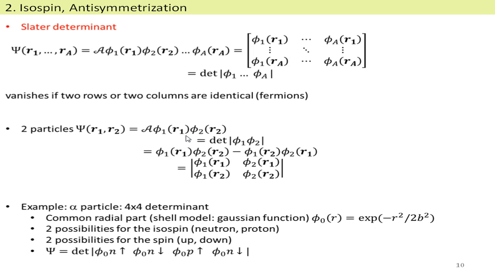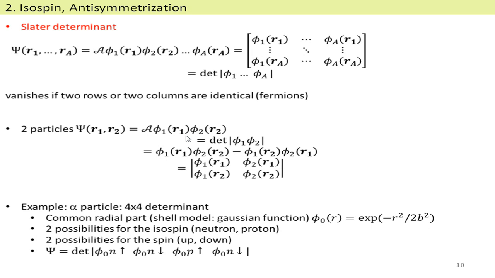So let me again consider a simple case, which is 2 particles. You start from an antisymmetric product of these 2 orbitals. And of course, this is equivalent to these 2 terms here, and you recover the simple Slater determinant here. And now, if I want to be a little more specific, I consider the alpha particle. The alpha particle has 4 nucleons. So you have a Slater determinant which is 4 by 4.